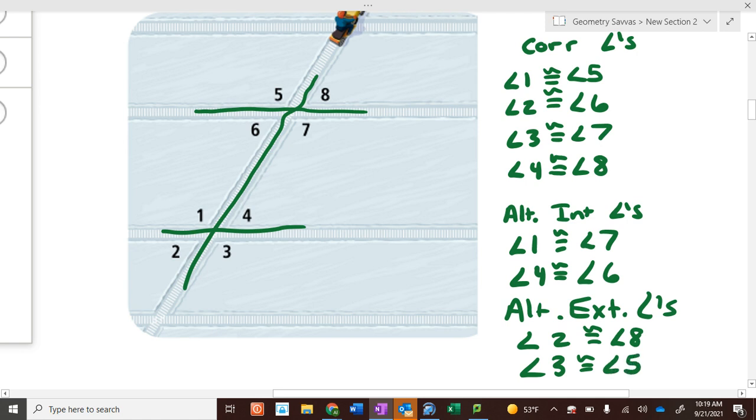Okay? Notice how I put congruent symbols. 1 and 5 are corresponding. That makes them congruent. 2 and 6 are congruent. 3 and 7 are congruent. 4 and 8 are congruent. 1 and 7. So 1 is congruent to both 7 and 5. And what other one? 1 is congruent to 7, 5, and 3. Okay? Why is it congruent to 3? Because of vertical angles. Okay? Vertical angles.